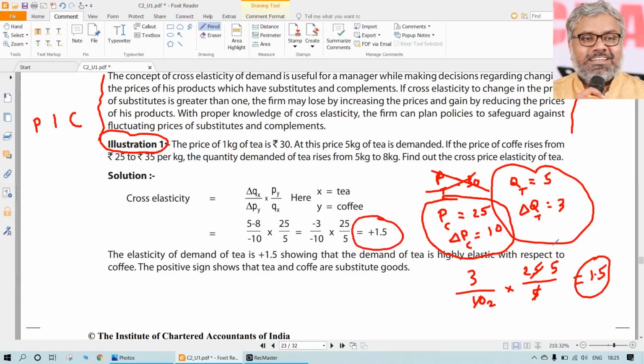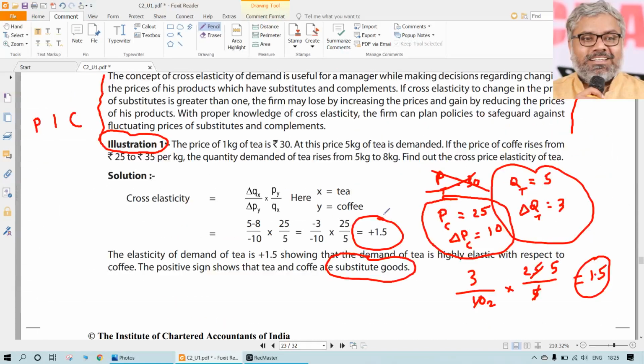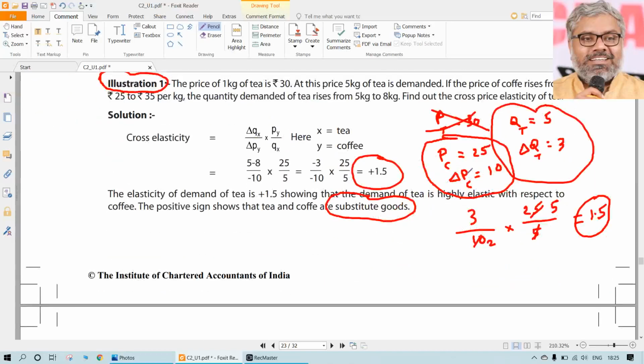Positive or negative? It is positive, because once again you have to understand what is happening here. The price of coffee has increased from 25 to 35. Quantity demanded of tea also increased from 5 to 8. Both are increases. So the cross elasticity is positive. So what can we call that? Tea and coffee here in this example are substitute goods. Once again, not necessarily in reality. Example wise, yes, they are substitute goods. That is cross elasticity of demand. How to calculate?